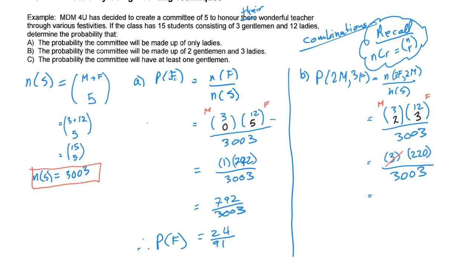And this, so we got 1 over 1001, which gives our probability of 220 over 1001, which simplifies to 20 over 91. So therefore the probability of 2 males and 3 females is given by that.